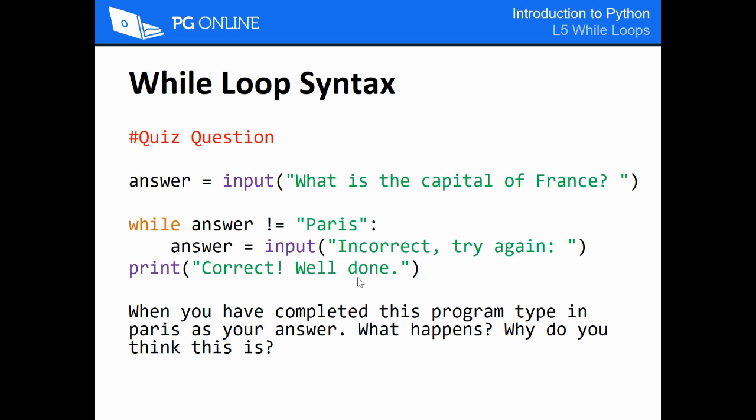When you've completed this program, you should find that when you get the answer incorrect, it'll keep asking the question over and over again. While you don't get the correct answer, it will keep asking you again and again until you get the correct answer, which is Paris. And then it will end the loop.